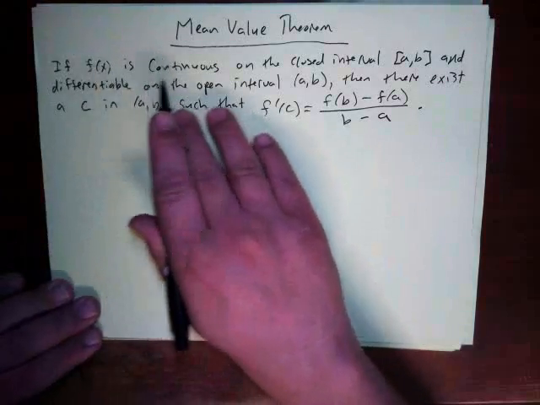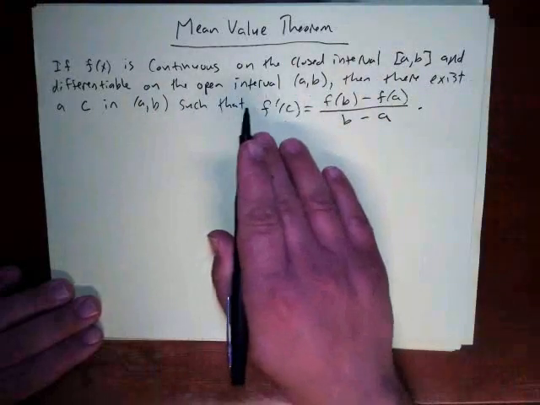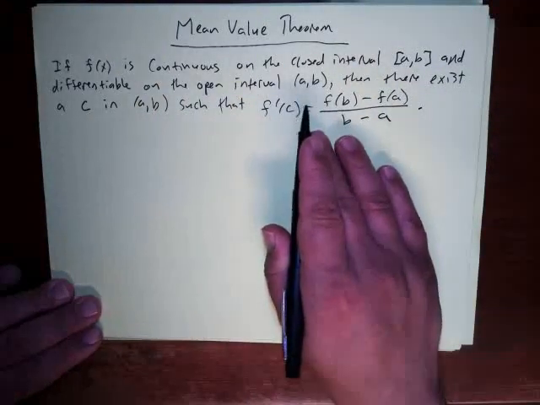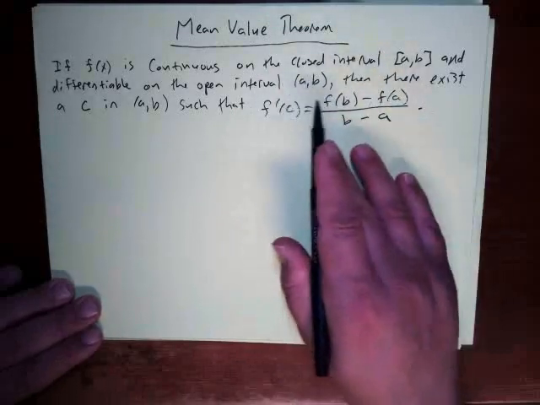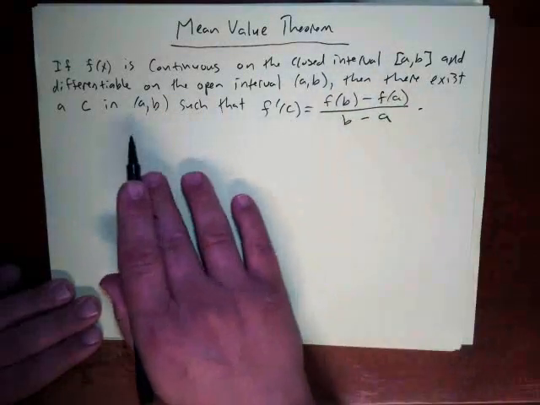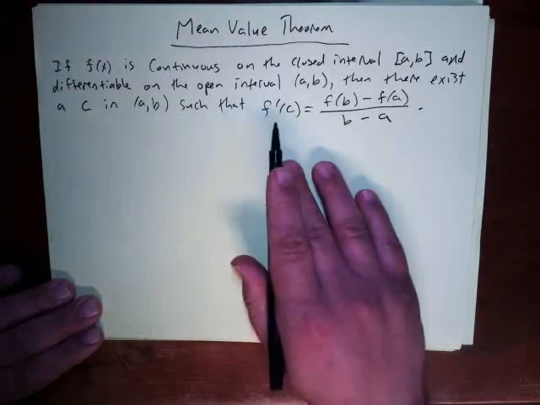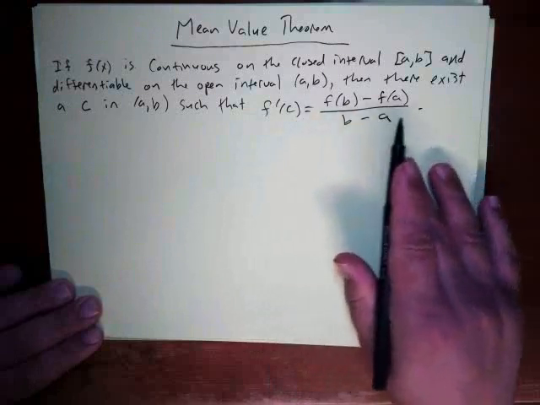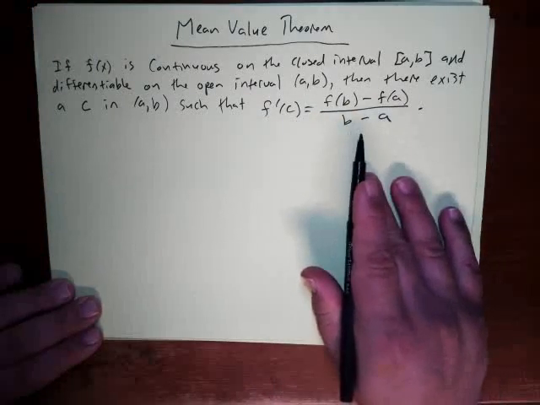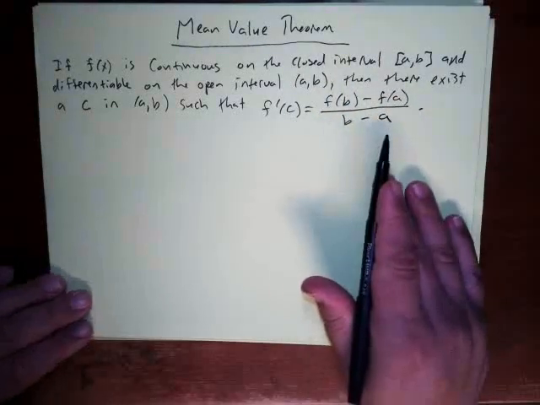So it says if f of x is continuous on the closed interval [a, b] and it's differentiable on the open interval (a, b), so those are the same conditions as Rolle's theorem. If this is the case, then there's going to exist a c inside the interval (a, b) such that the derivative of f at c is equal to the average rate of change of the function over the interval. Okay, that's what this is saying.